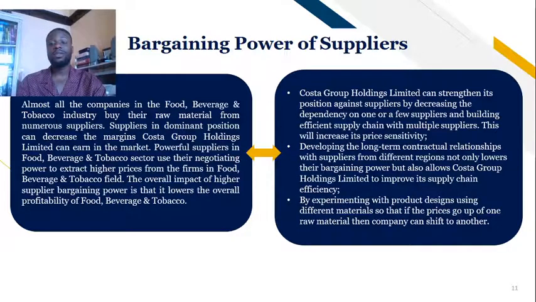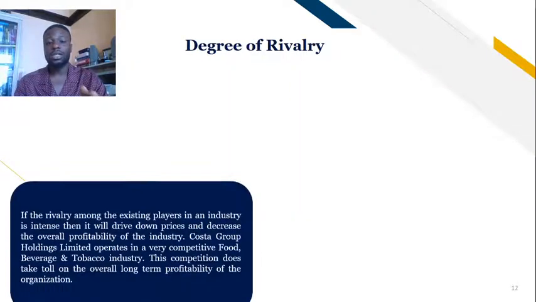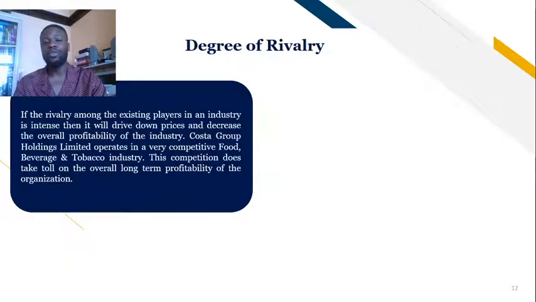By also experimenting with product designs using different materials, this can actually influence the price they can demand for their products, such as if the prices go up for one raw material, then the company can actually shift to another material. Now, we move on to another force, which is actually the degree of rivalry among competitors.